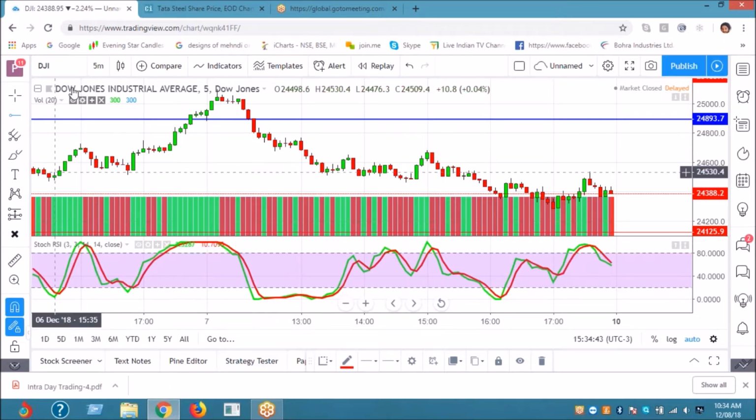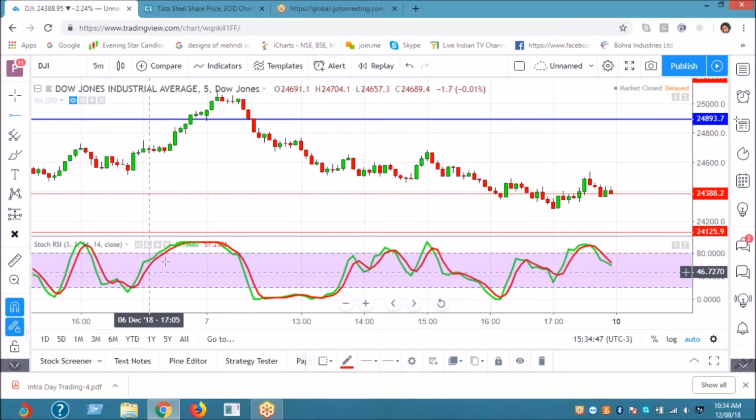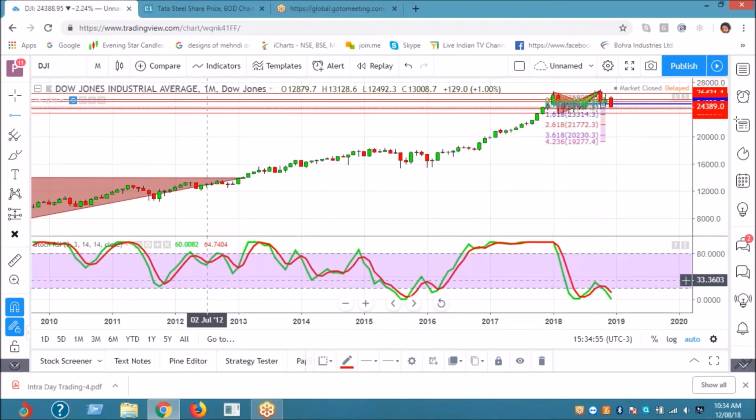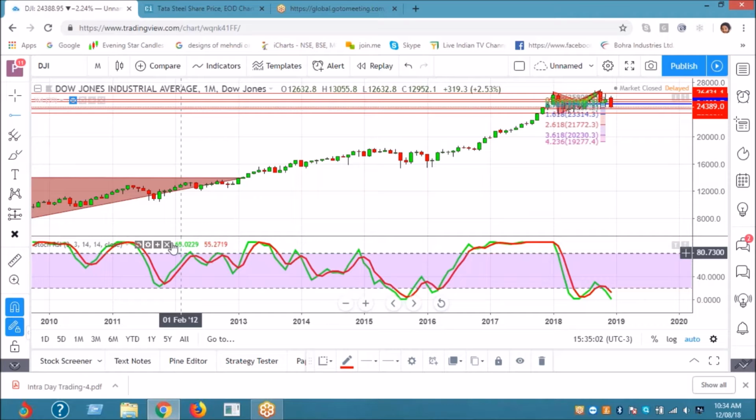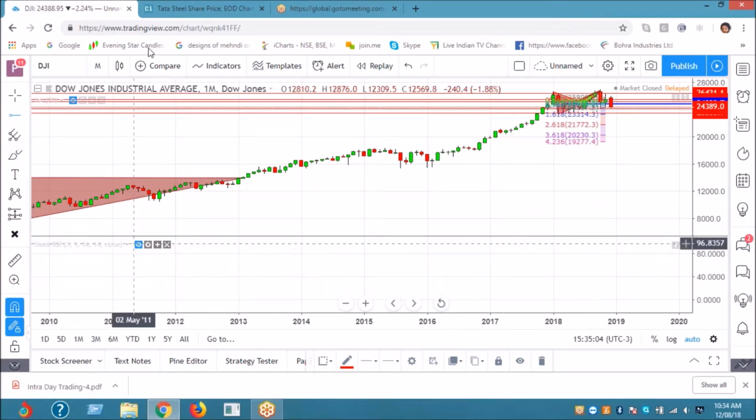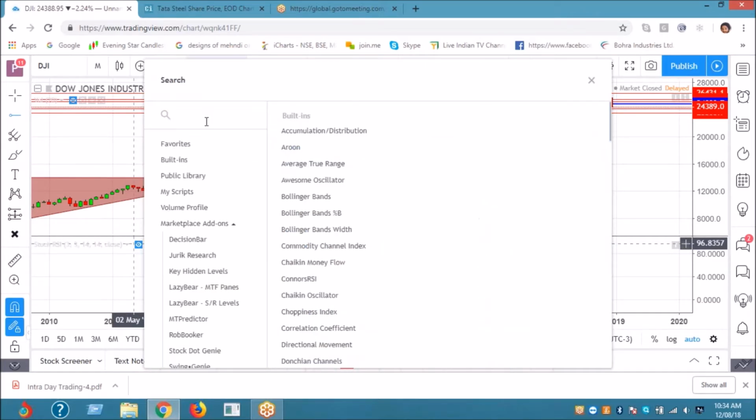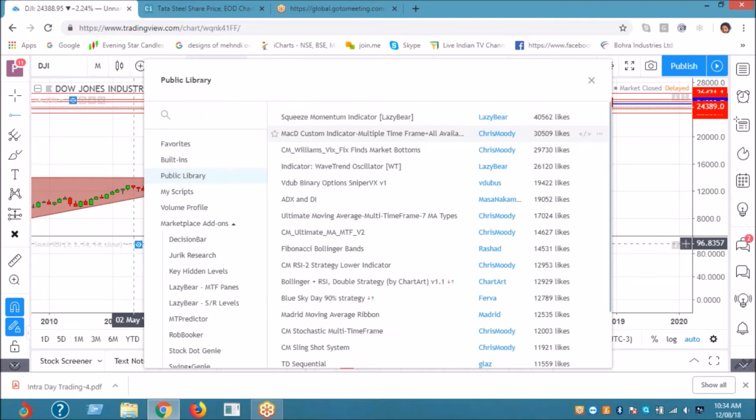Okay, I'll remove this for the slide. This 5 minute, and put this into monthly. Okay, so if you see the monthly stochastic RSI, it's oversold. But if I just hide this and take an indicator, go on to the public library, take the MACD of Chris Moody, it would help you.